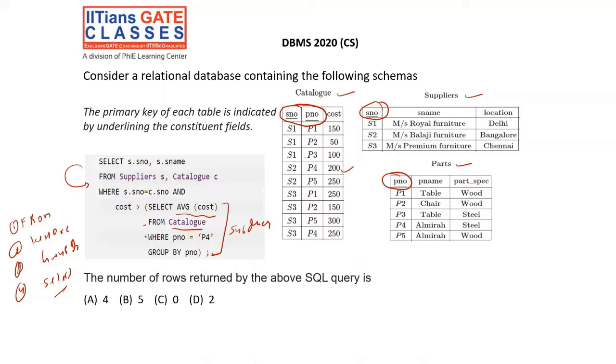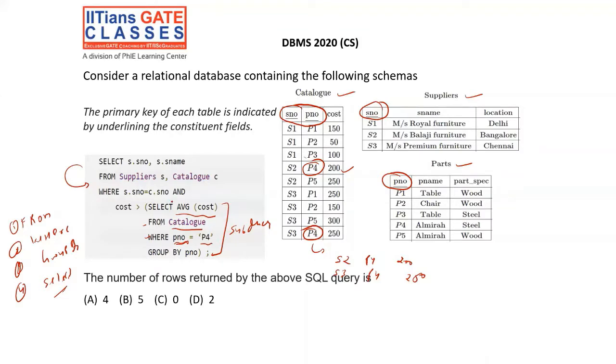Now second is the where. In the where, you have to see this part number is equal to P4. Part number is P4, they're asking. P4 is given here, P4. Only two tuples in the catalog table. And then we have to do group by of P number. So only we have P4, so here two tuples will come. Mainly S2 P4 200 and S3 P4 250, right? These two tuples will come from the subquery.